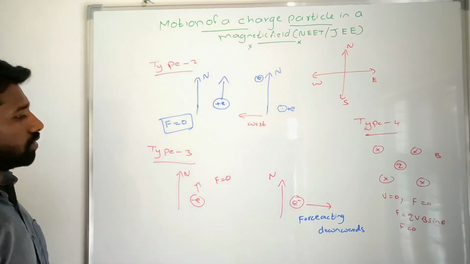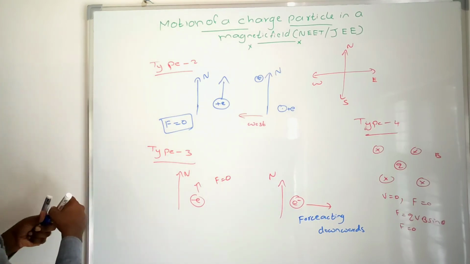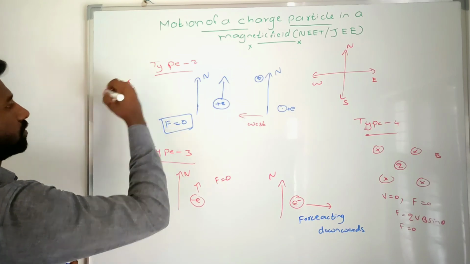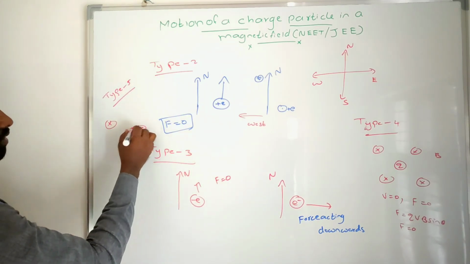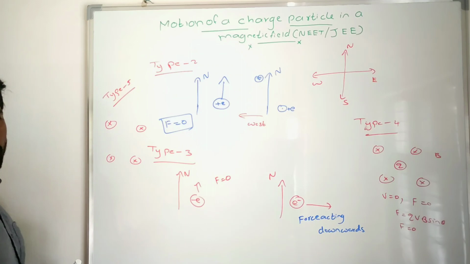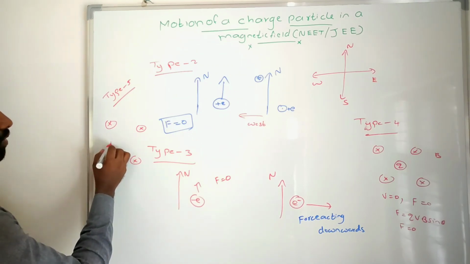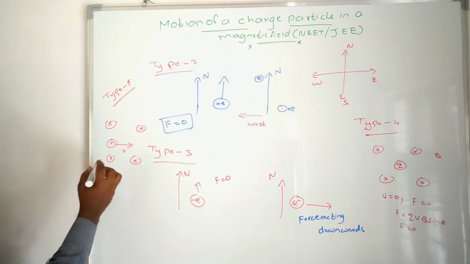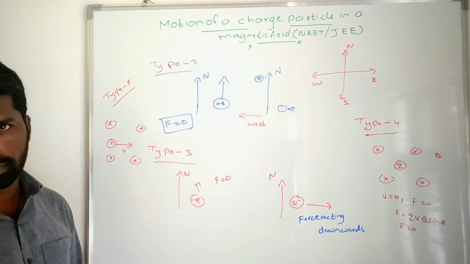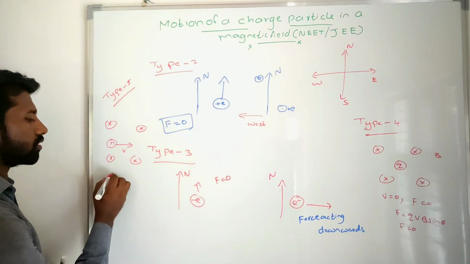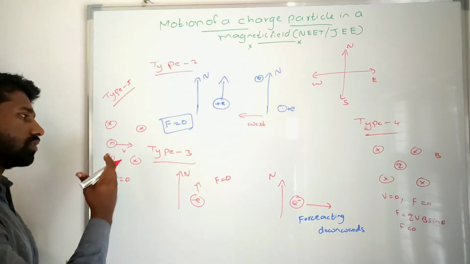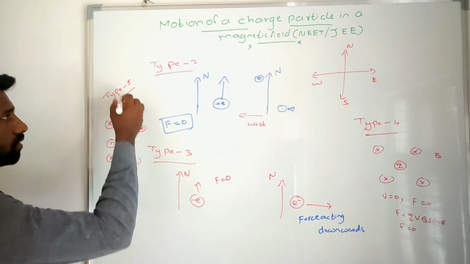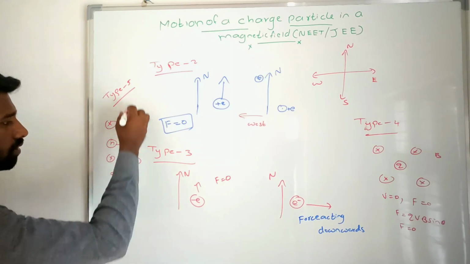Then we will see type 5. I am going to write here type 5. There is a magnetic field acting in this direction, and a neutron is moved like this. If a neutron is moved in this direction, what about the force acting on this neutron? What about the charge of the neutron? The charge is 0. There is no force acting on it. So in this case we can get the answer.